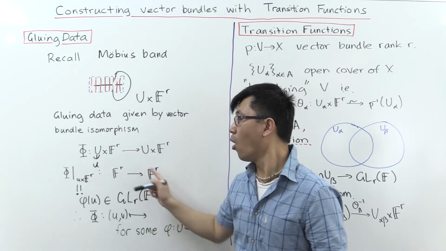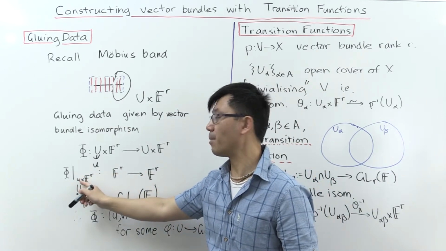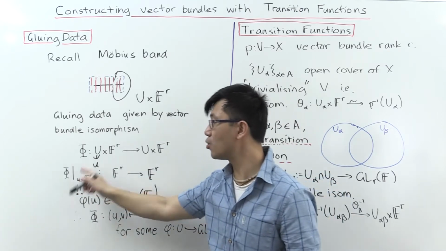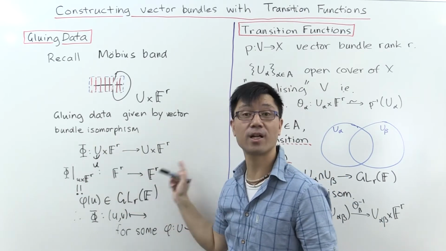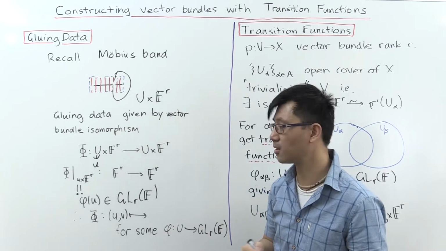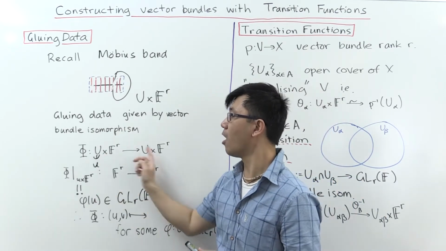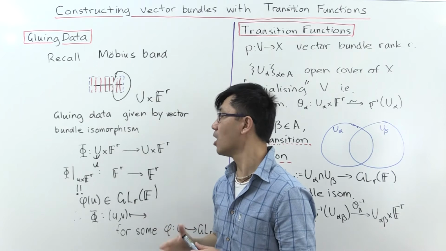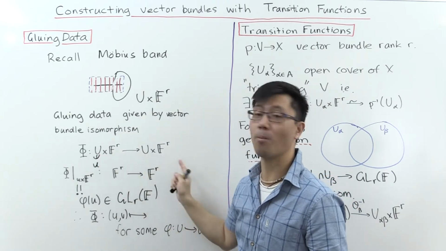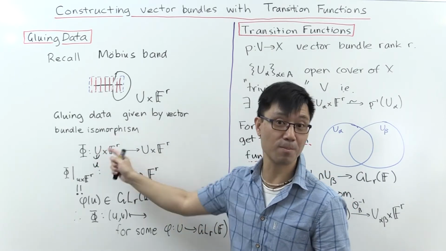So that tells you what happens on the fiber above U, and as you vary U, you get this whole vector bundle isomorphism. Okay, so this vector bundle isomorphism, of course, has to be a U morphism. So that actually tells you what form this bundle isomorphism must take.